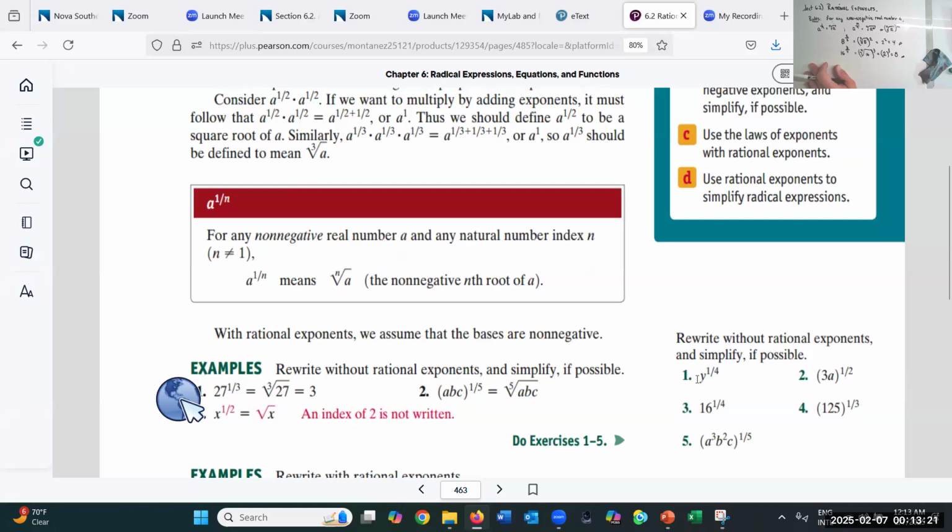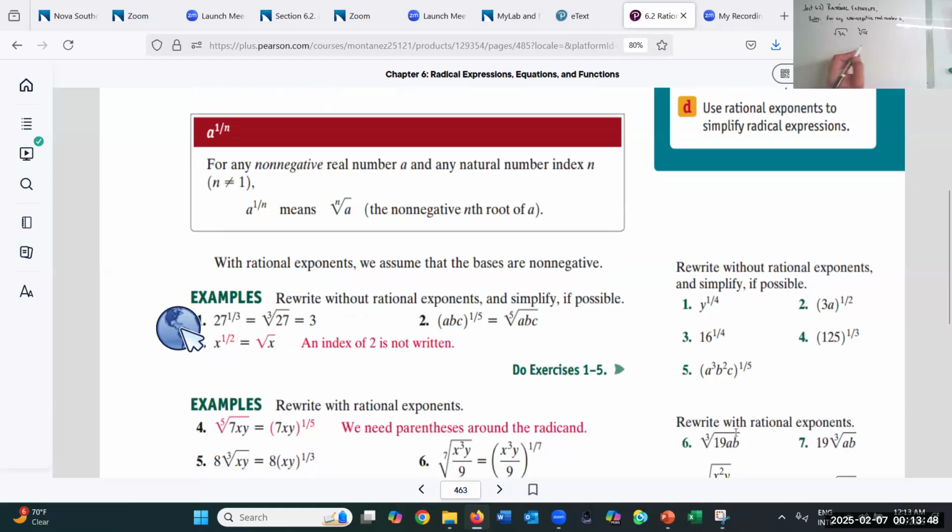So this will be the fourth root of y, number 1. Number 3 will be the fourth root of 16. Number 2, since I have the parentheses, that means that the 3a is inside the square root. The 2 goes here and the 1 inside. We don't write the 2. Number 4, that will be the cube root of 125. Number 5, that will be the fifth root of what? Of a cubed b squared c to the 1.